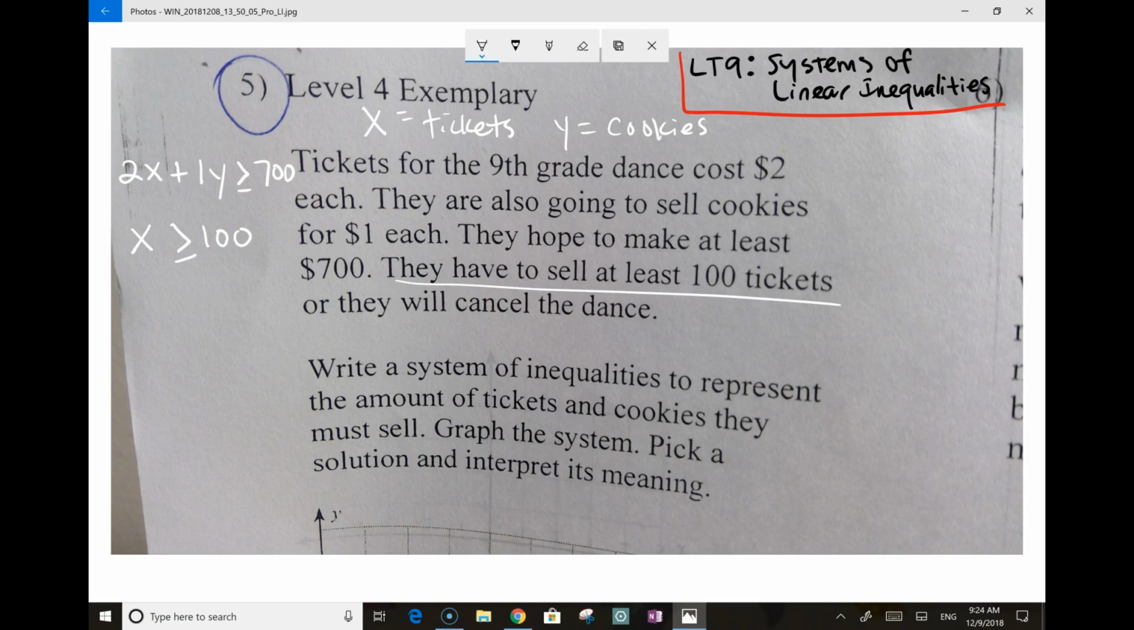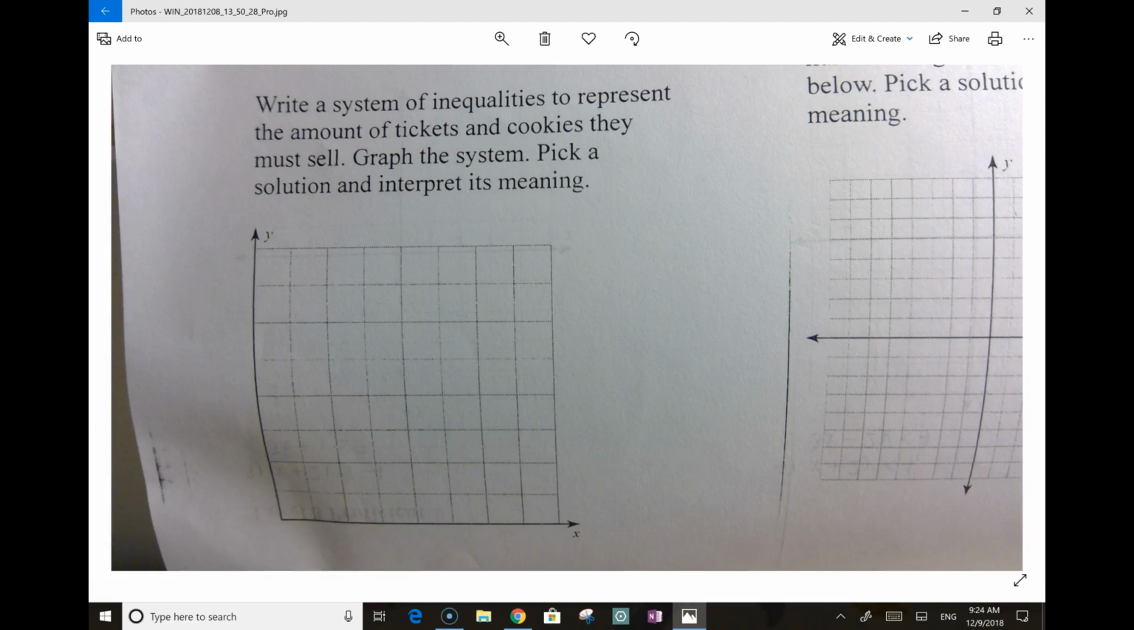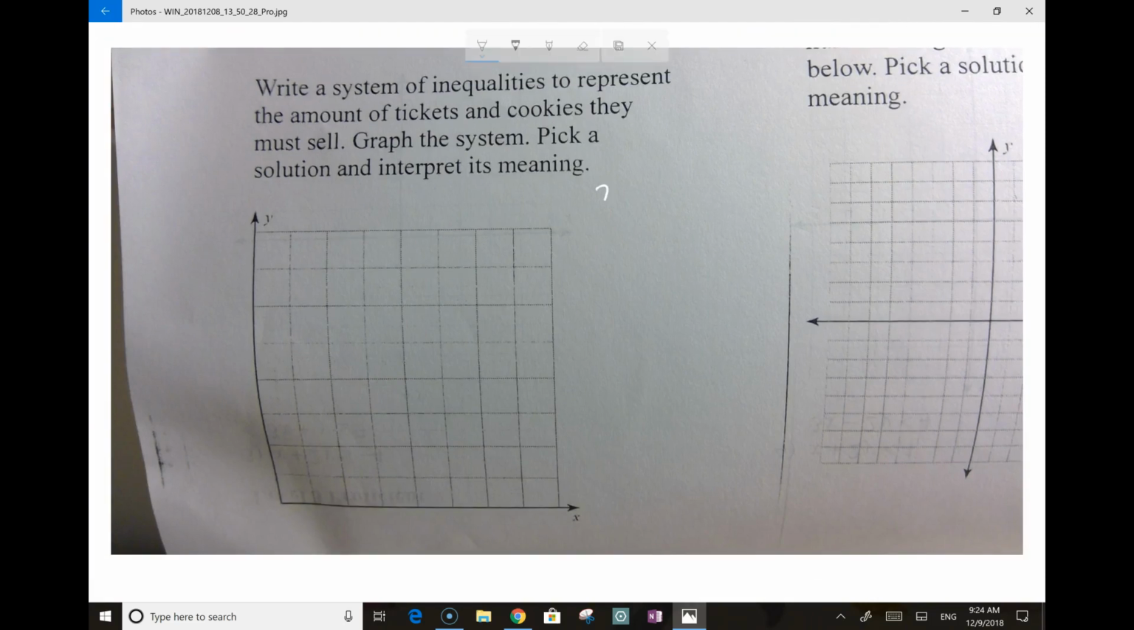I'm going to switch my screen over here, and I'm going to rewrite the two inequalities that we have. So we had 2x plus y is greater or equal to 700. And we also had just x is greater or equal to 100.